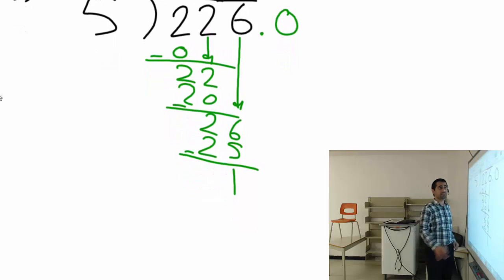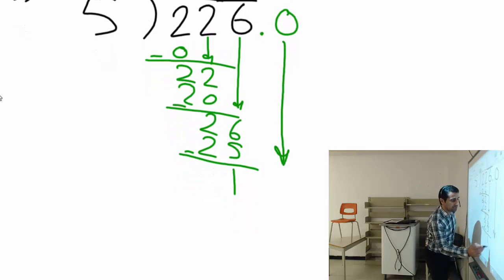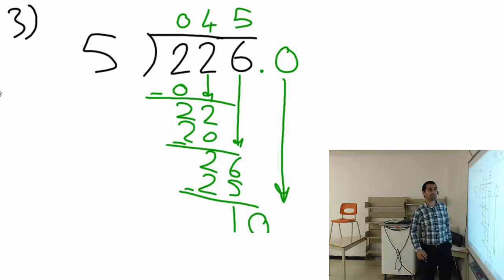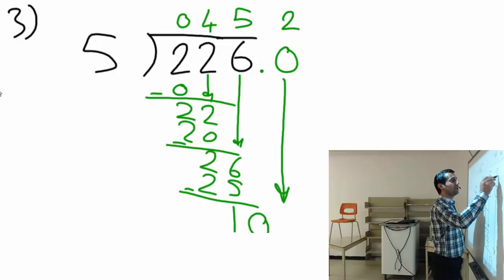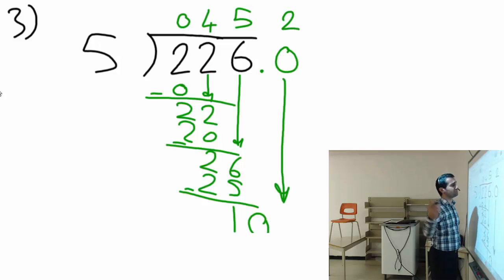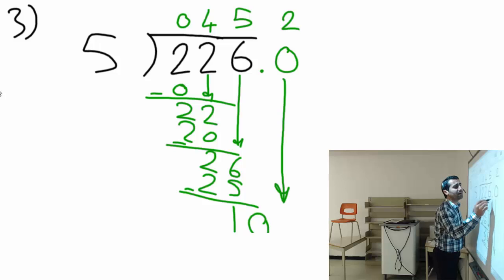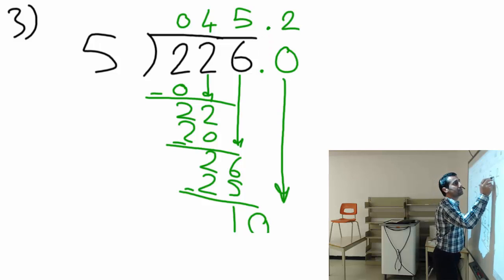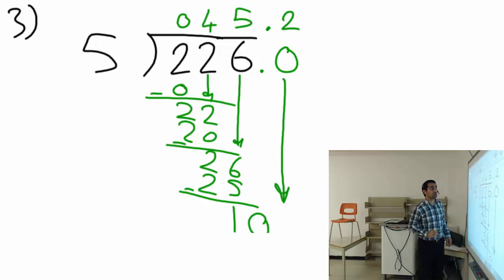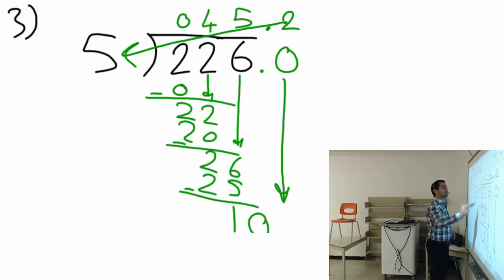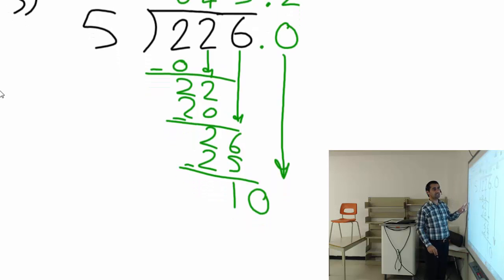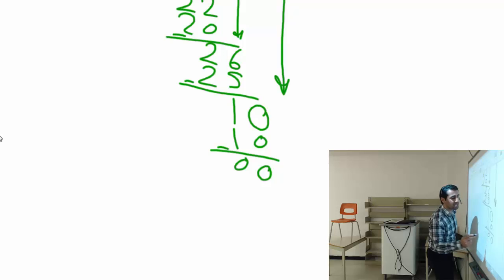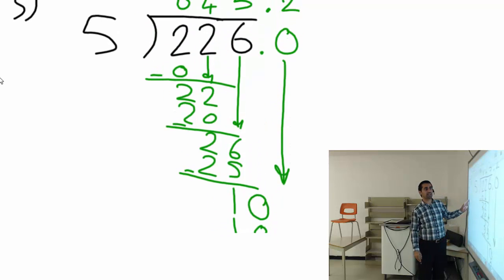So now let's bring this down. Now the number I'm going to work on is 10. In 10, how many 5s? Just 2. Before I write down 2 or after you write down, make sure you follow the decimal here. So decimal goes right there. So 2 times 5 is 10. What is left? Nothing. Is there any number to bring down?